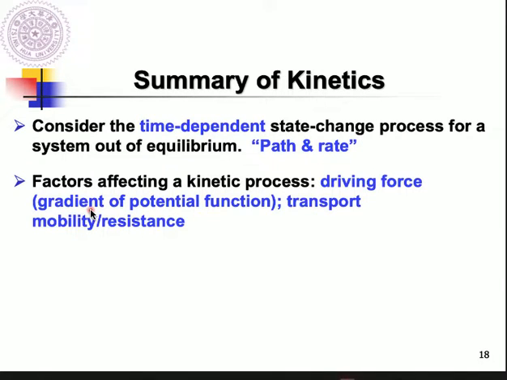And what factors affect the kinetics process? The first one is the driving force. And the driving force can be what? Temperature gradient, electrical field, or chemical potential gradient. And the other is the inertia of a system, or the transport resistance. These two parameters will affect the rate of the kinetics process.